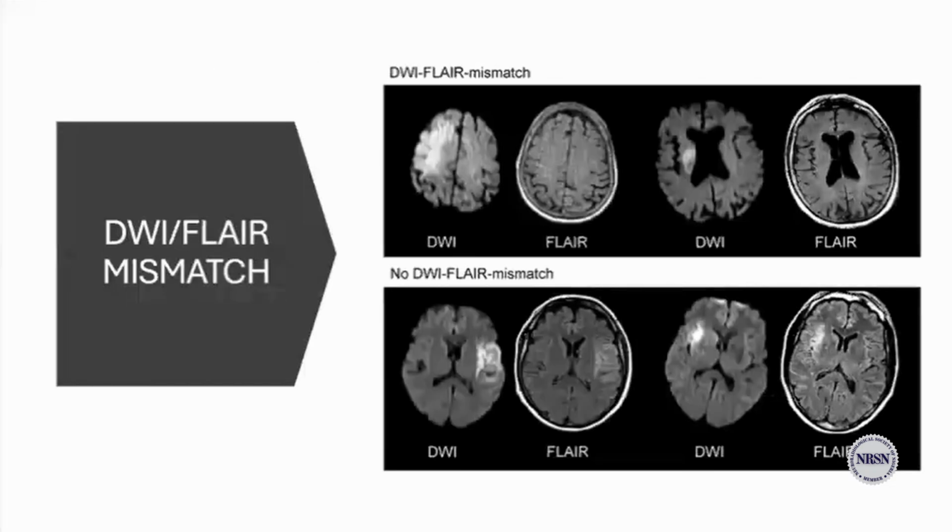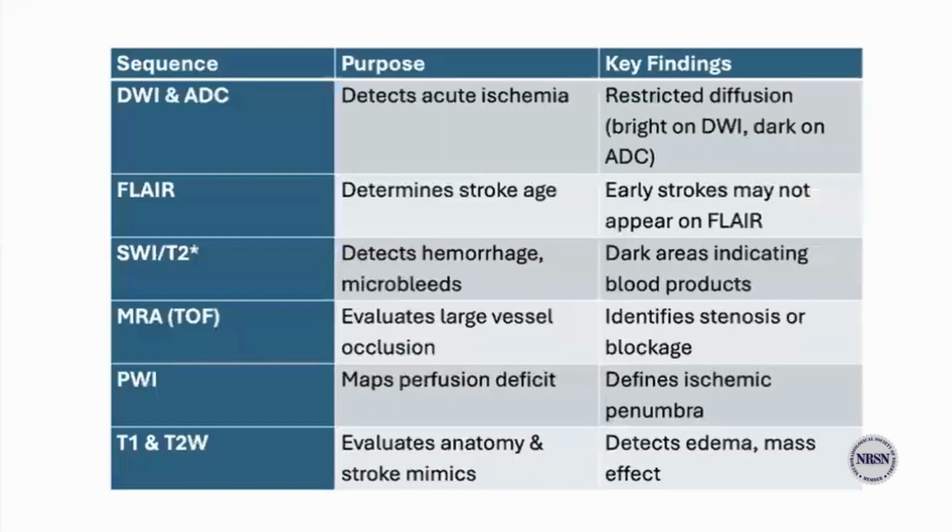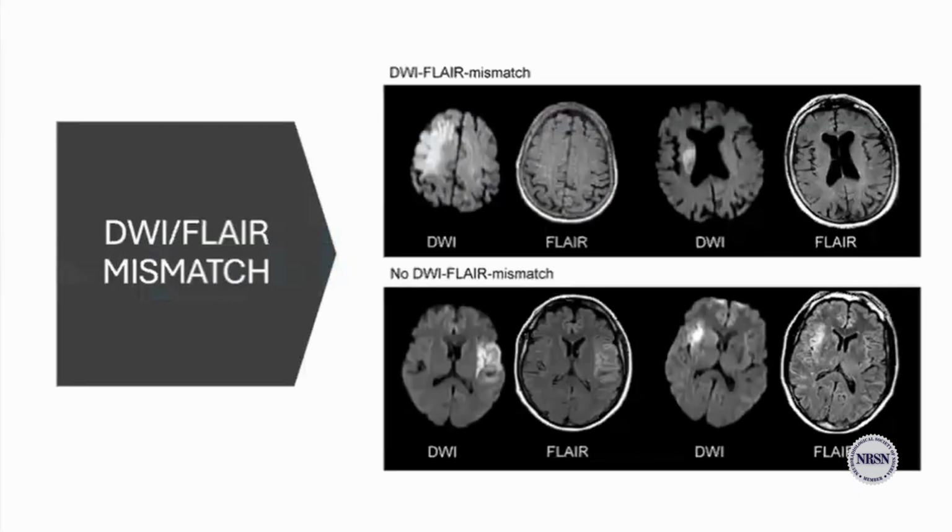I'll go back to the sequences and just explain why we actually need to do the FLAIR before I go to that slide. So the FLAIR here, we say that it helps to detect the stroke age, because the event of stroke takes a bit more time to appear on FLAIR than it would on ADC. So I'll explain this further with what they call a DWI FLAIR mismatch.